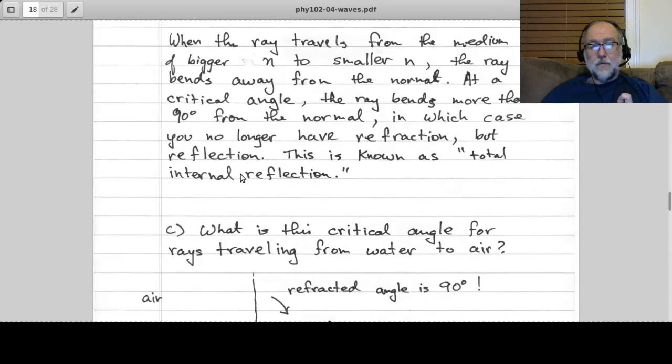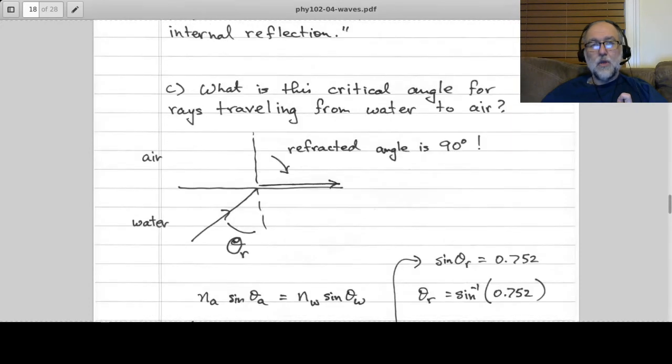Now, at this point, you realize that something could happen here, where if I keep making the theta in the water bigger, we were at 45 degrees and we were getting 70. Let's make it 46 degrees, then 47, 48. If you keep making the angle in the water bigger and bigger, eventually the angle in the air is going to reach 90 degrees. Even before the water angle reaches 90 degrees, at some value less than 90 degrees, you're going to get 90 degrees refraction in the air.